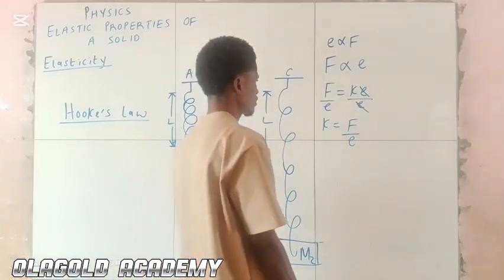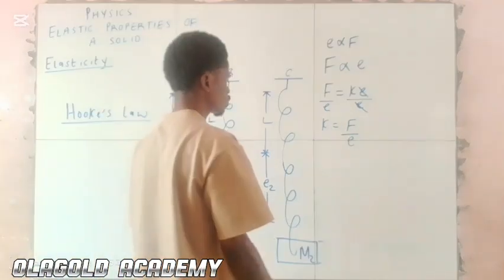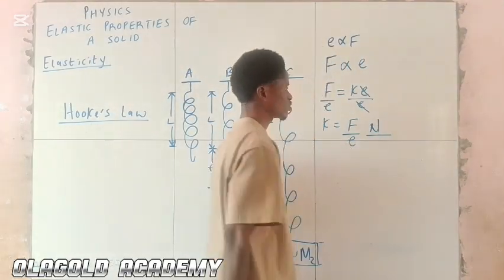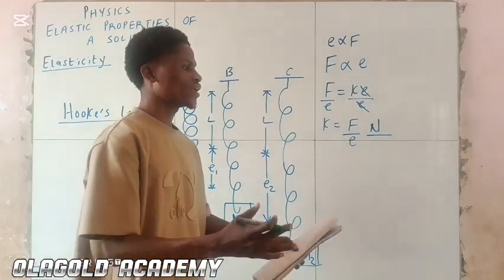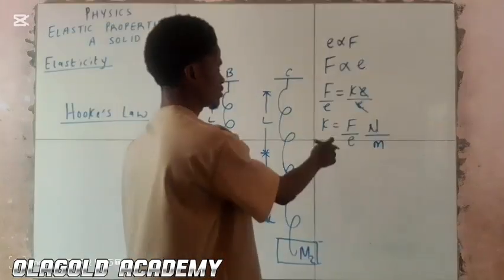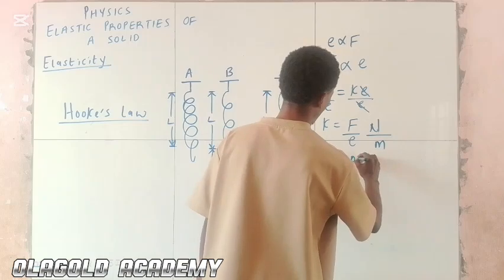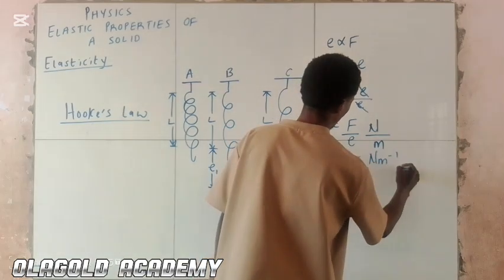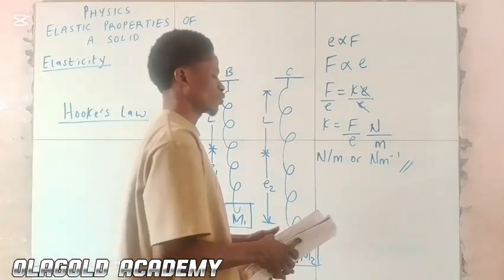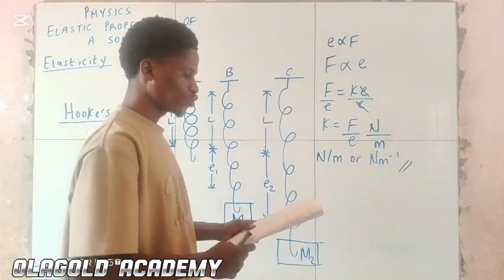Now let's derive the SI unit for this equation. Force is measured in Newton, as we all know. An extension is a kind of length, so it will be in meters. So the SI unit becomes Newton per meter. We have this from Hooke's law. All right, that is it about Hooke's law.